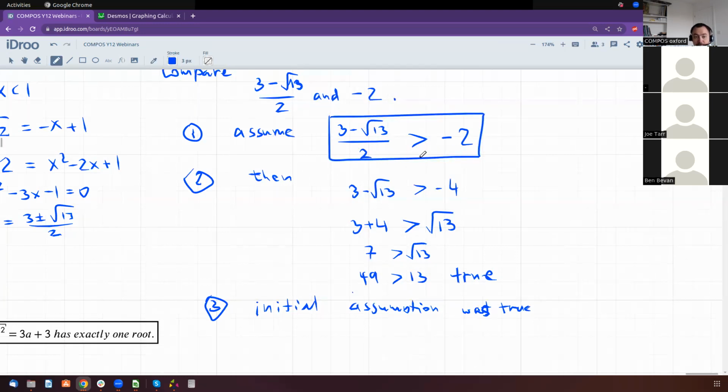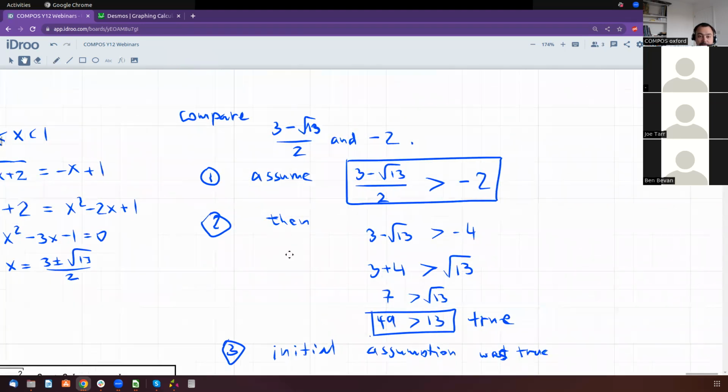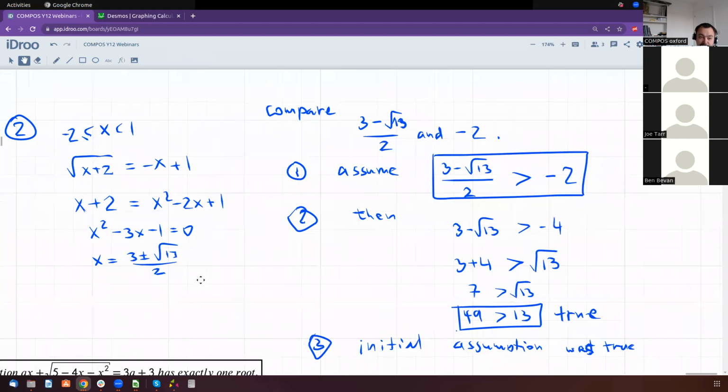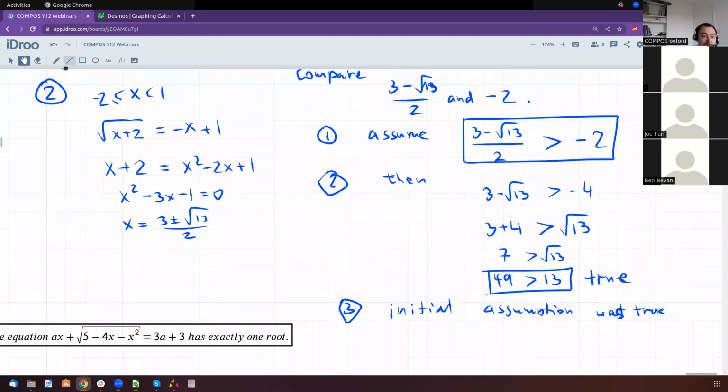You assume one thing, and then you calculate the consequence of that assumption. And if the consequence makes sense, that means it is true. If the consequence doesn't make sense, it is untrue. Okay. The short answer was true. So therefore, because this number is greater than minus 2, the second solution is x equals 3 minus square root 13 over 2.